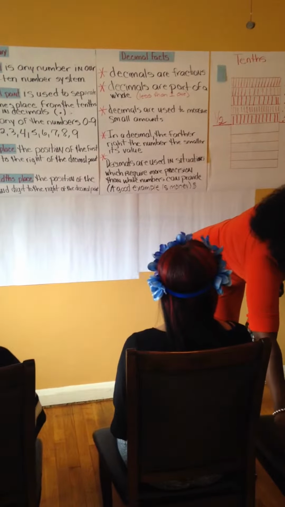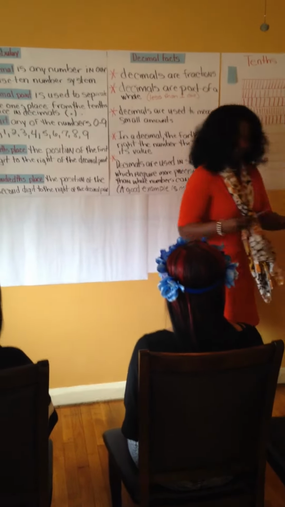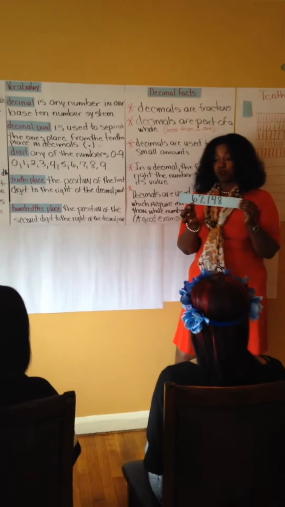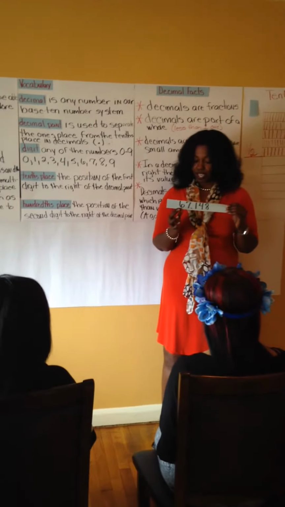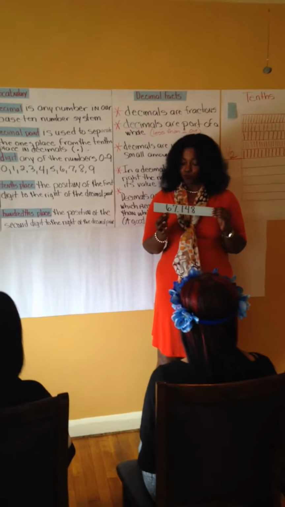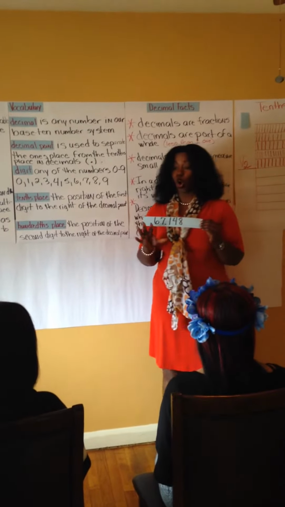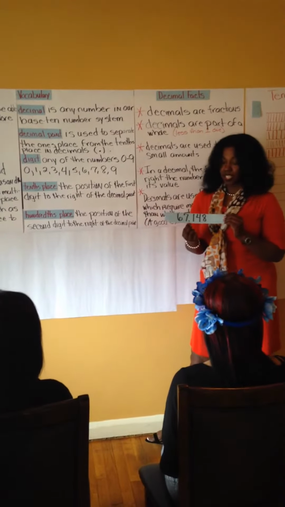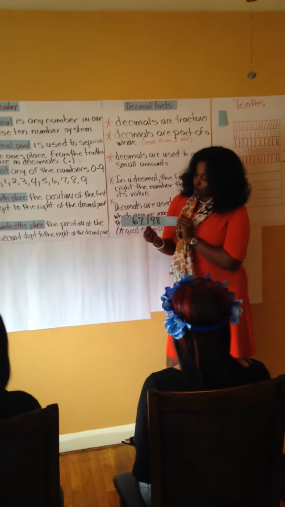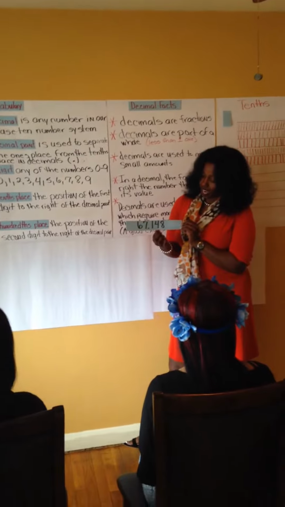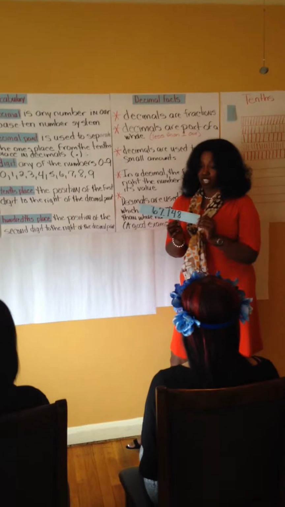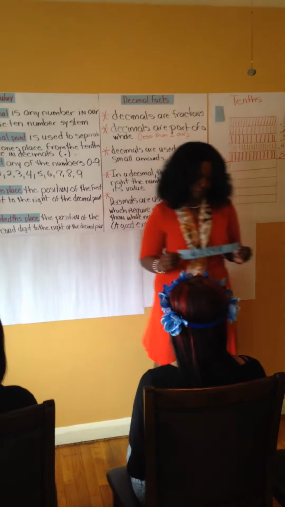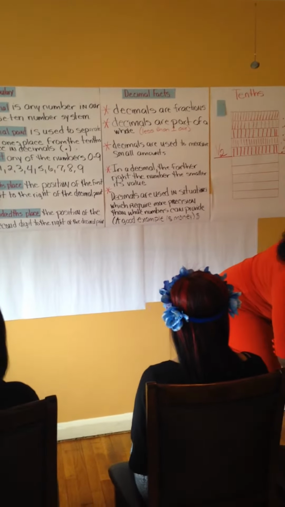Okay, let's look at a bigger number. Remember, we know from earlier grades that anything before the decimal is considered a whole number. So we know 67 and 148 thousandths. That's how you read that number. Look at one more number.